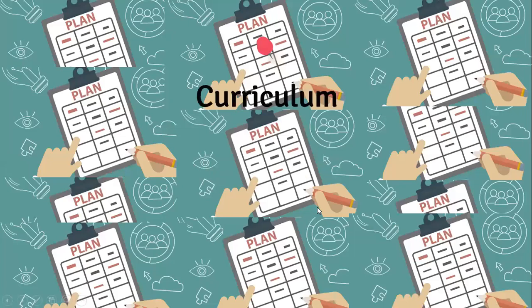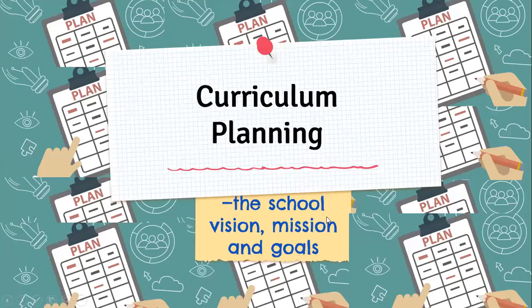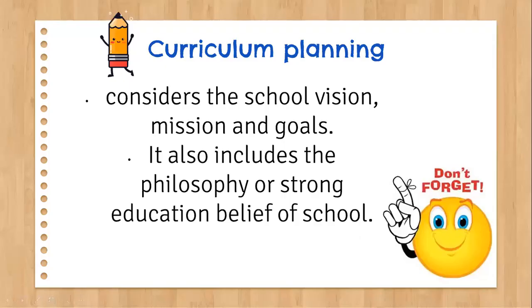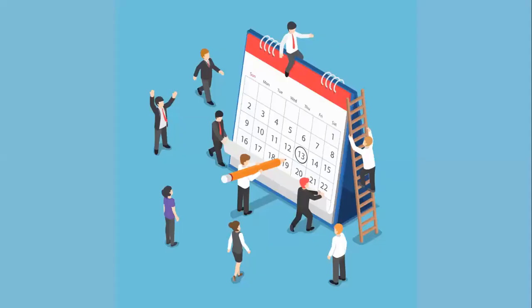So next, we have discussed about curriculum planning. Again, kung may tag-curriculum planning, we're talking about the school, the vision, the mission, and the goals of the school. So for example, if makita ninyo nga ang USTP's mission, vision, and goals are like this, that would be considered as curriculum planning. It also includes the philosophy of the school, the belief of the school about education.